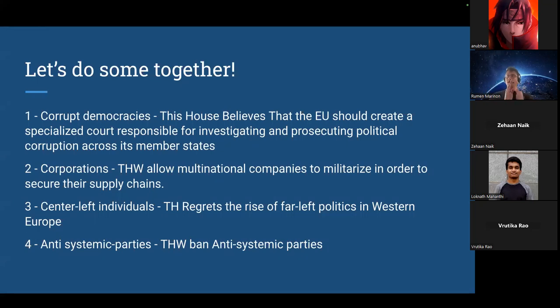Let's break it down. The sentences that you're making have two components. Component one is these countries are in a very bad position. Component two is because they're in a bad position, they do violent acts against this. So let's build this together. Let's start with the first part. Why are these countries in a bad position?